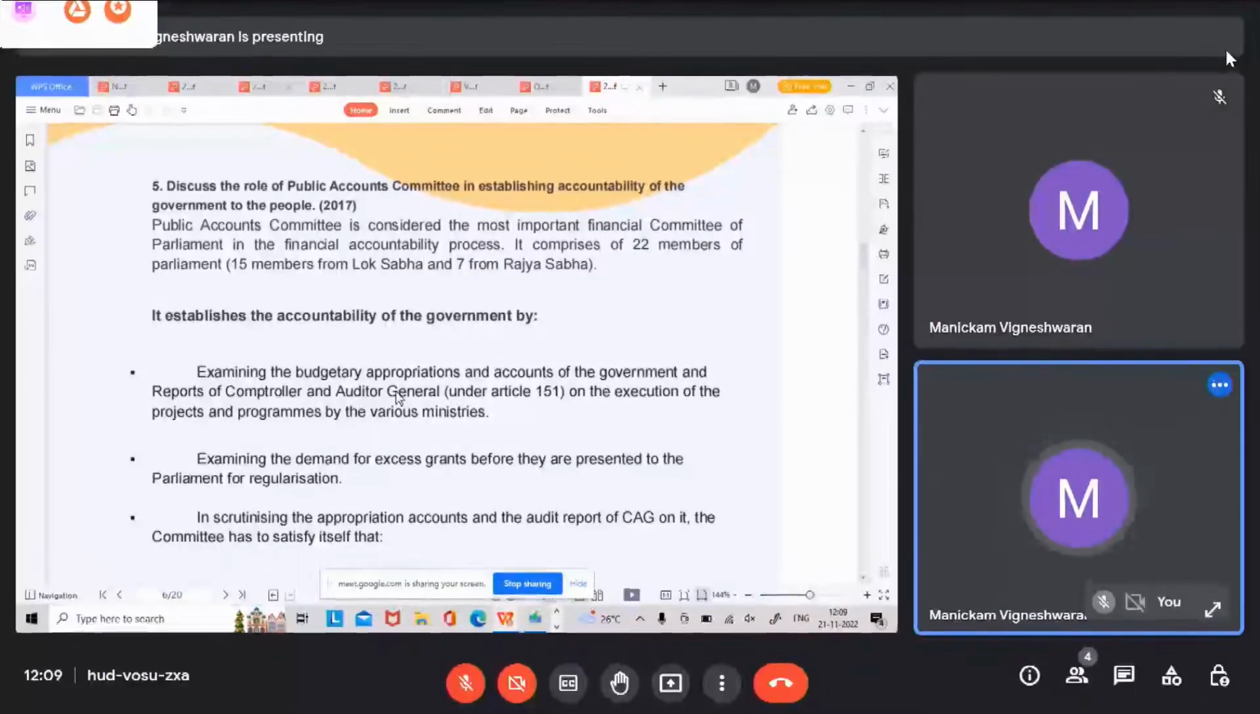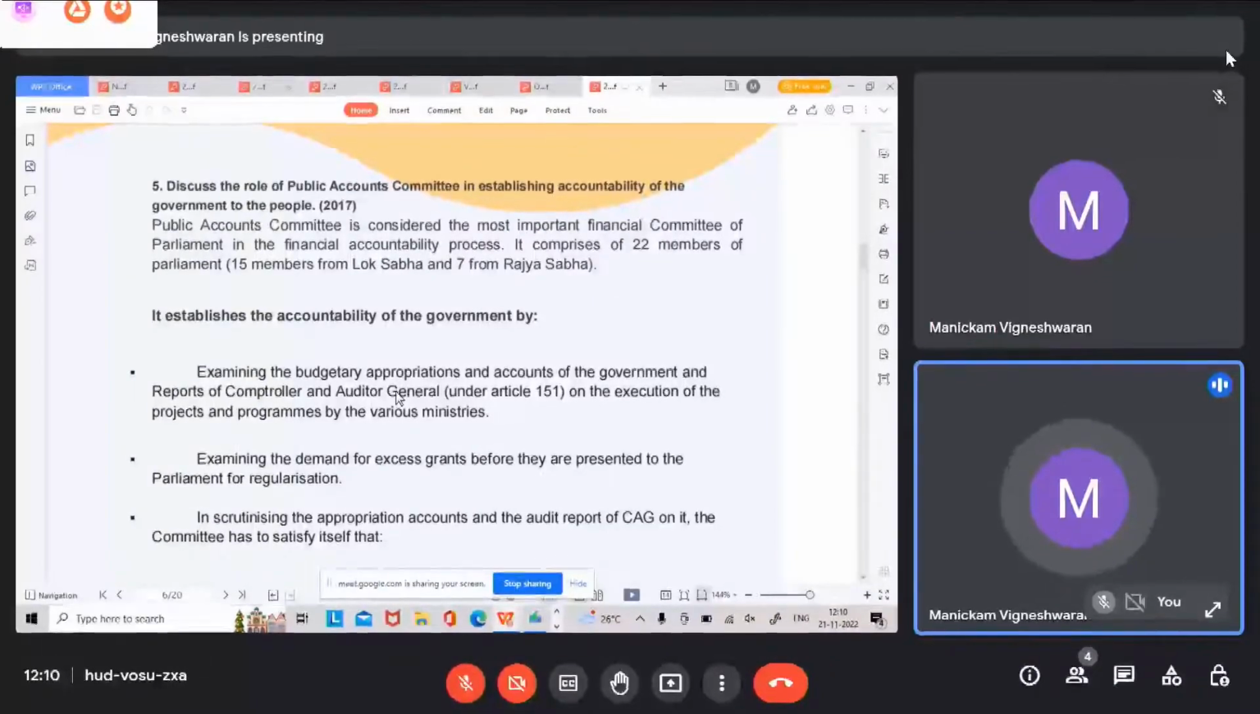Question number 6: Discuss the role of the Public Accounts Committee in establishing accountability of the government to the people. We know that the Public Accounts Committee is headed by the opposition party leader. The Public Accounts Committee is supported by the CAG report. The CAG report is the guide to the Public Accounts Committee.